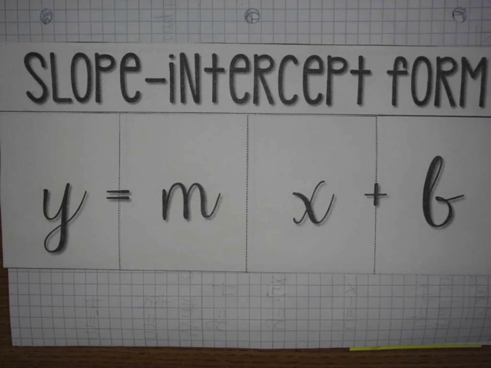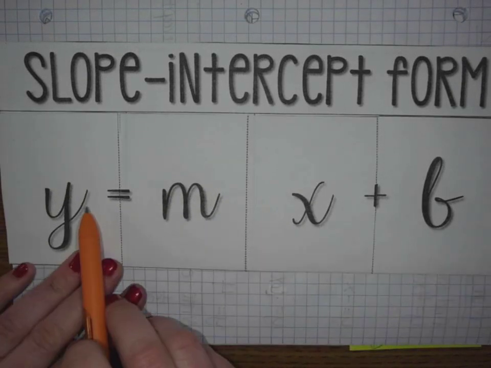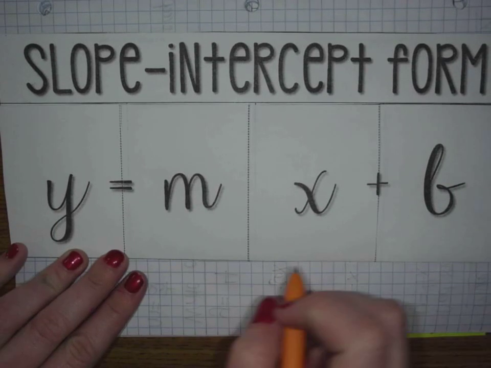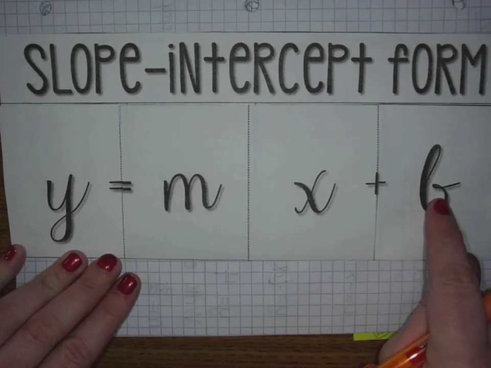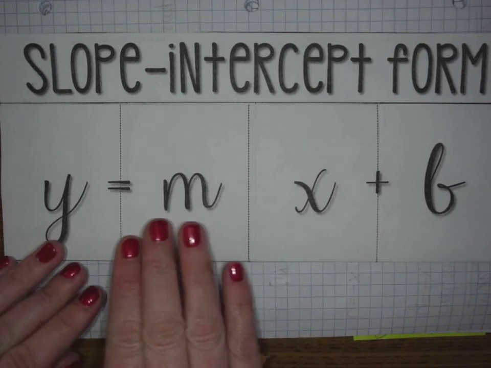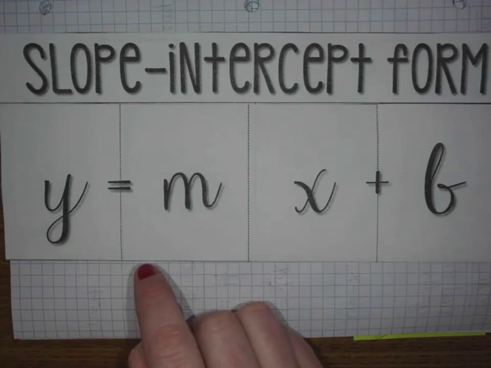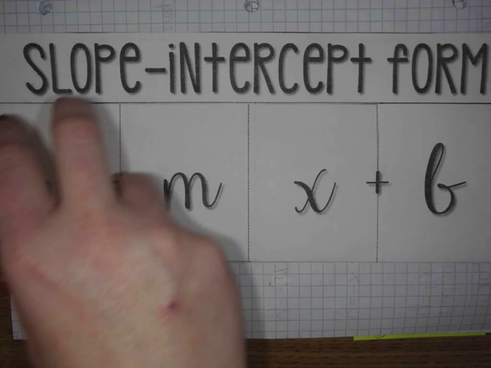But, so if you look, this is slope intercept form. It's always going to be written as an equation, y equals mx plus b. There will be numbers in all of these places, so I'm going to tell you what each of these things mean.